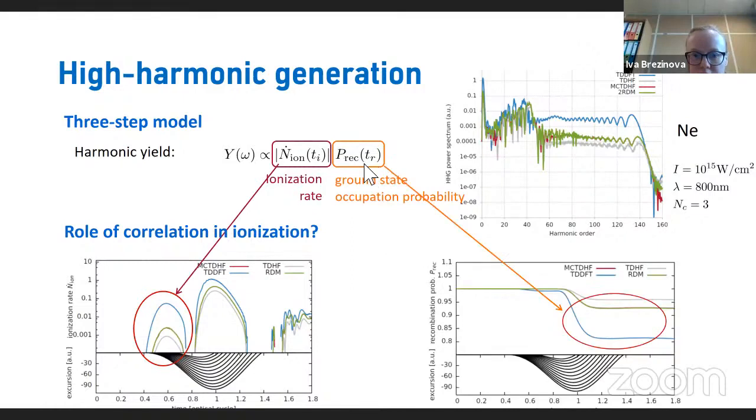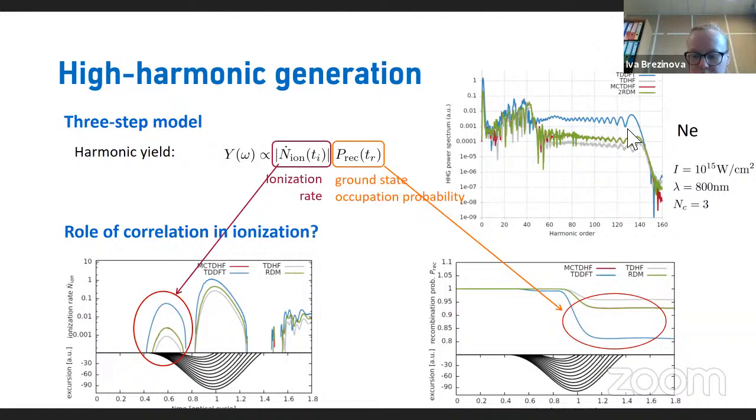And for the recombination probability, it's the other way around, but the recombination probability is very large, so in principle almost one for all the applied theories. So the most important effect here is actually the ionization rate. TDDFT predicts a much stronger ionization rate than all other theories, and therefore TDDFT is so much off here.